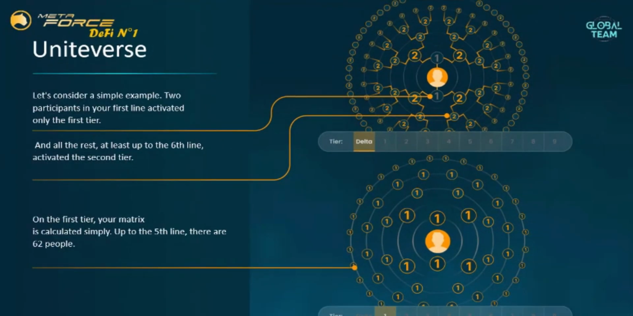Uniteverse. Let us consider a simple example. 2 participants in your first line activated only the first tier. And all the rest, at least up to the 6th line, activated the second tier. On the first tier, your matrix is calculated simply. Up to the 5th line, there are 62 people.